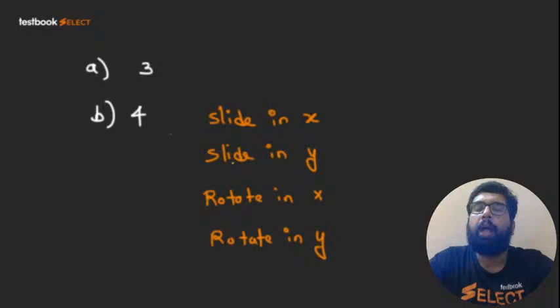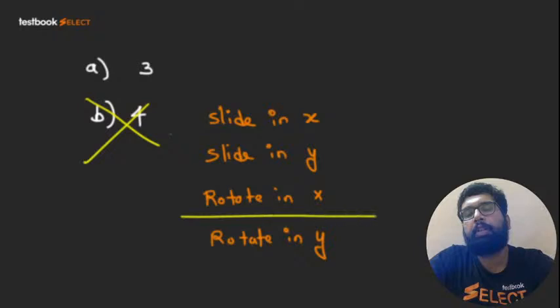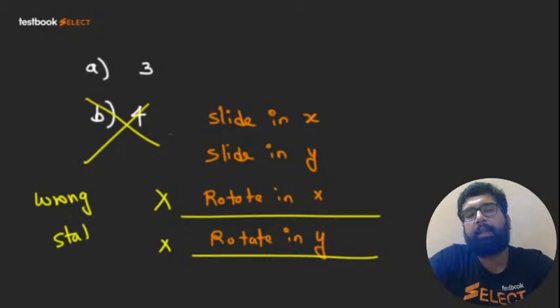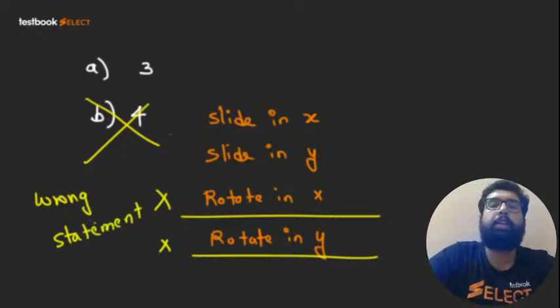So I'll tell you, no, this is wrong. First of all, rotation in X, rotation in Y is itself a wrong statement. Why is it a wrong statement? Because rotation happens about the axis, not in the axis. Reciprocation is in the axis, meaning parallel to the axis, but rotation is about the axis.